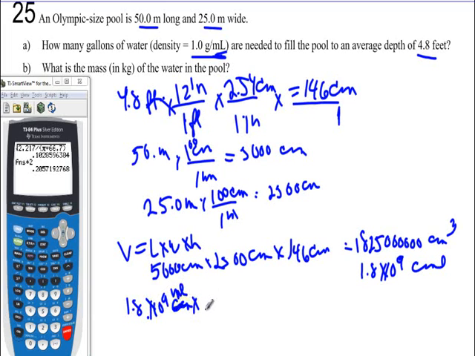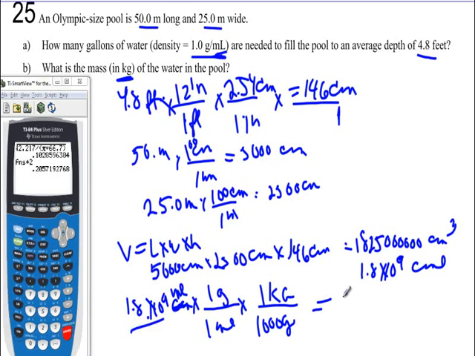what I know is 1 milliliter is 1 gram, but I'm looking for mass in kilograms, so I know that 1,000 grams is 1 kilogram. So if I do this, I simply am dividing this number by 3, which means I move the decimal point 3 places, so it's going to come out to be 1.8 times 10 to the 6th kilograms. Alright, a couple more here.